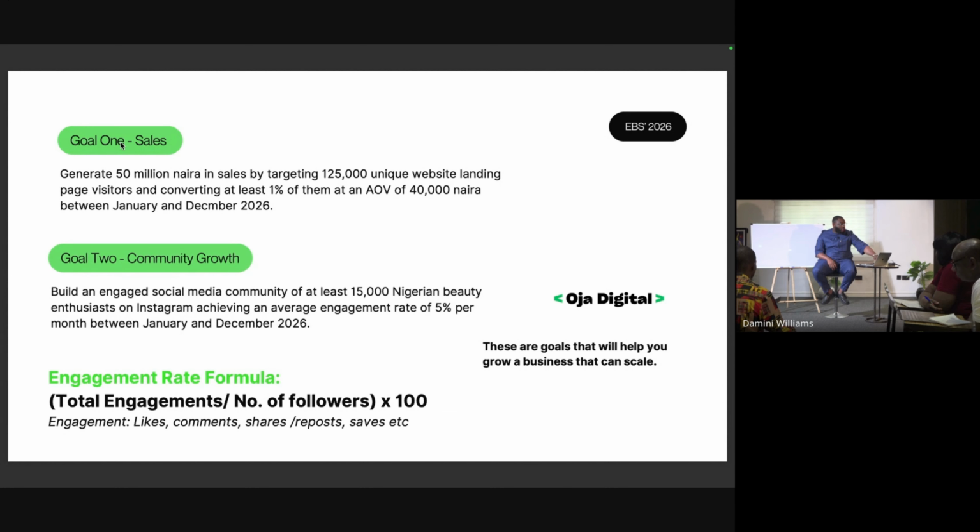I've given you what you call engagements. A lot of people think that likes are engagement, comments are engagement. It's all of them together, right? And these two goals are how you drive scale, how you drive growth in your business. You are making more money, you are growing your community. By the next year, by year 2, year 3, you are making more money because those people now in your community will also become your customers.